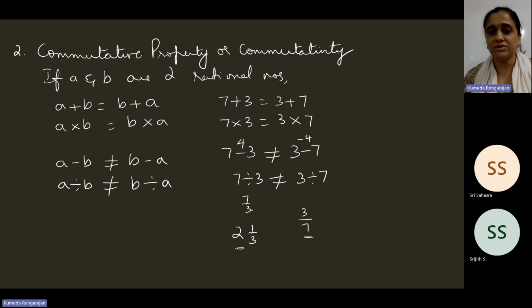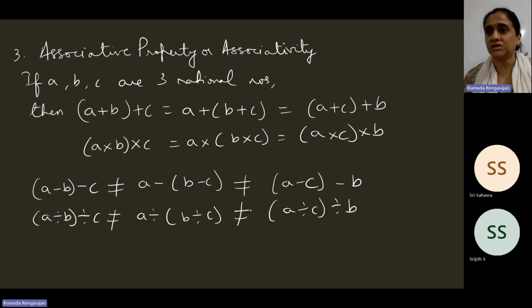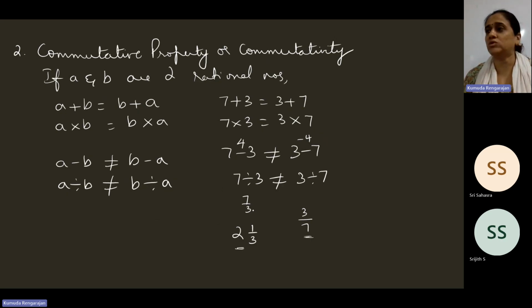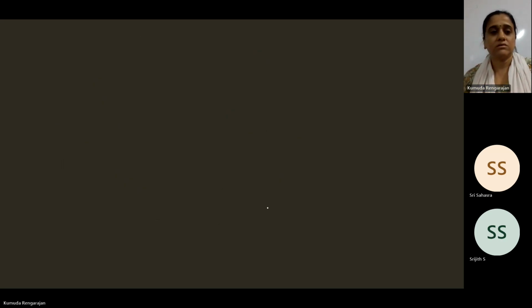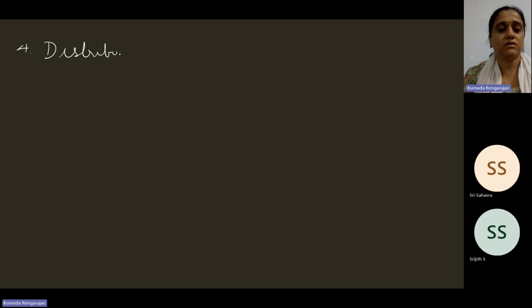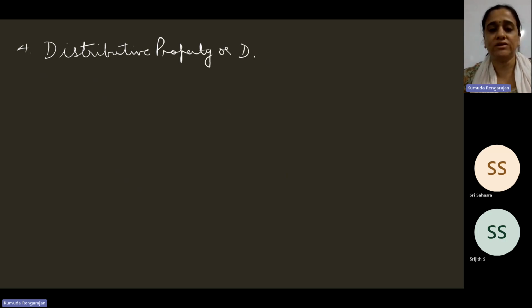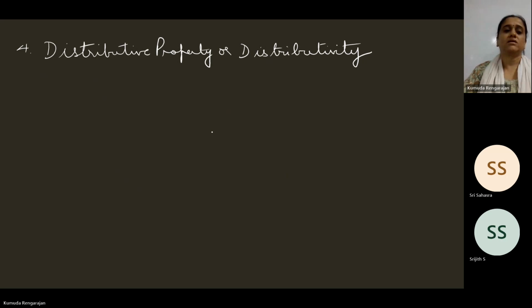Commutativity or commutative property. Associativity or associative property is with 3 numbers. This is with 2 numbers. Okay. Distributive property or distributivity. Both are the same. Distributive property or distributivity. Okay. So for this also, 3 numbers.